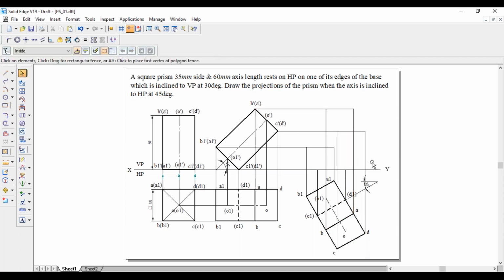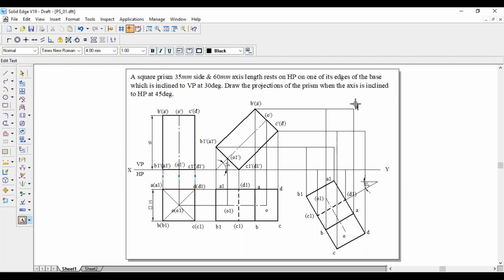So naming is very important here. A is here, so this one is A dash, B dash, C dash. This one is D dash. Similarly, A1 is here, so this one is A1 dash, B1 dash, C1 dash, D1 dash.